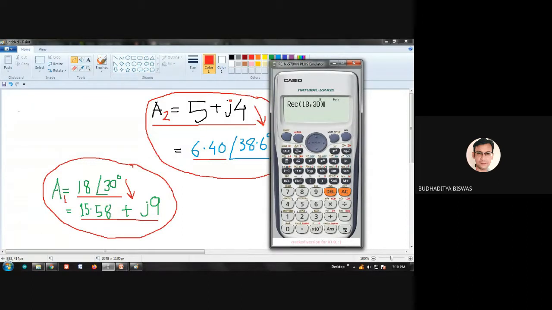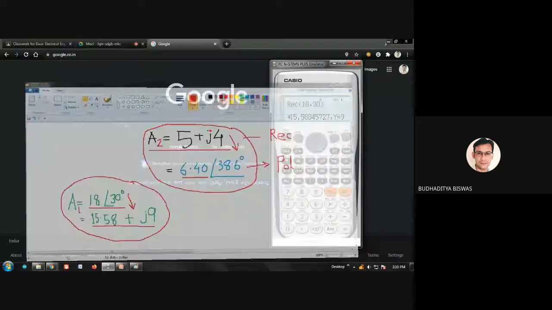If we press the equal to sign, in this model the A and B value will come directly, or you can say X and Y. So X is 15.58 and Y value is 9. But in the old model, only the 15.58 value will come. Again, we need to press the recall tan to get the 9 value. So in this way, we need to convert rectangular to polar and polar to rectangular using a scientific calculator.